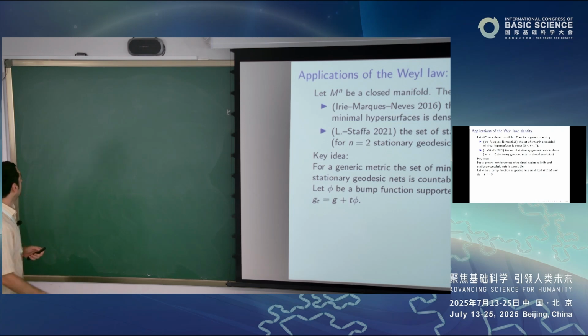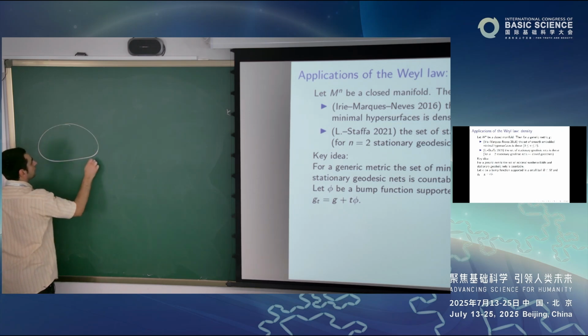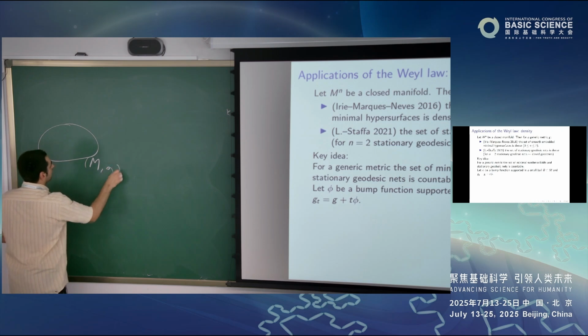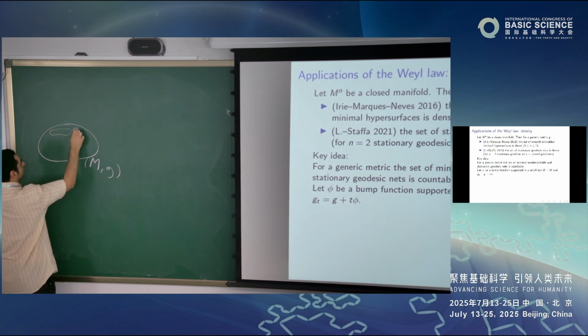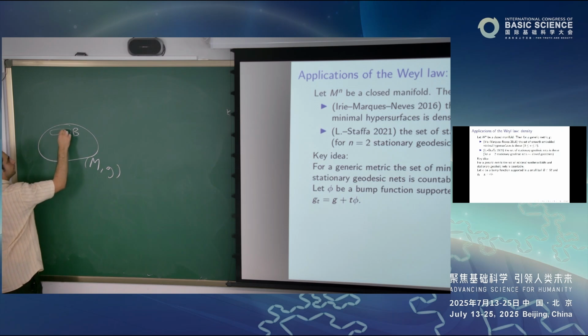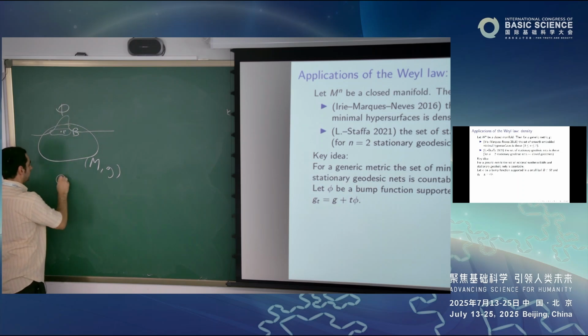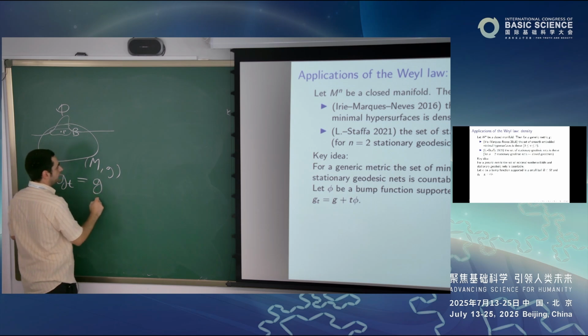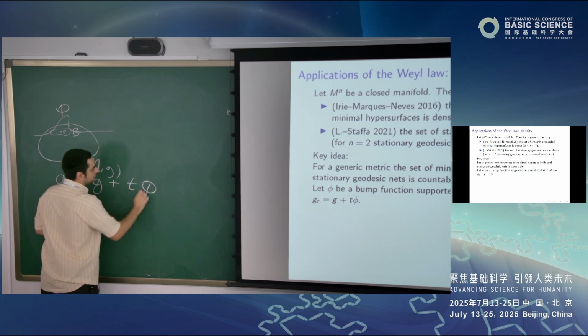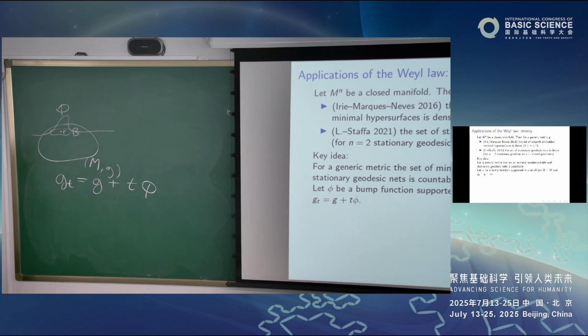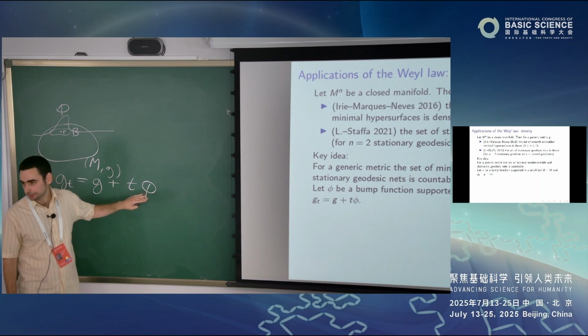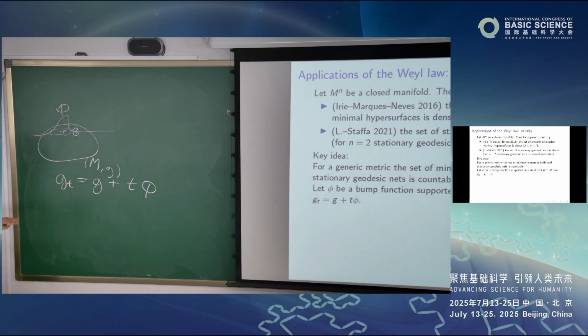Okay, so now we're going to do the following. We will start with a manifold M, and we pick some small open set, let's say a ball B, around some point. And we will define a small bump function, and we will consider a family of metrics g_t, which is the original metric plus t times this bump function. And so as t increases, the volume of the manifold will increase. And by the Weyl law, it means that the asymptotics will change, right?